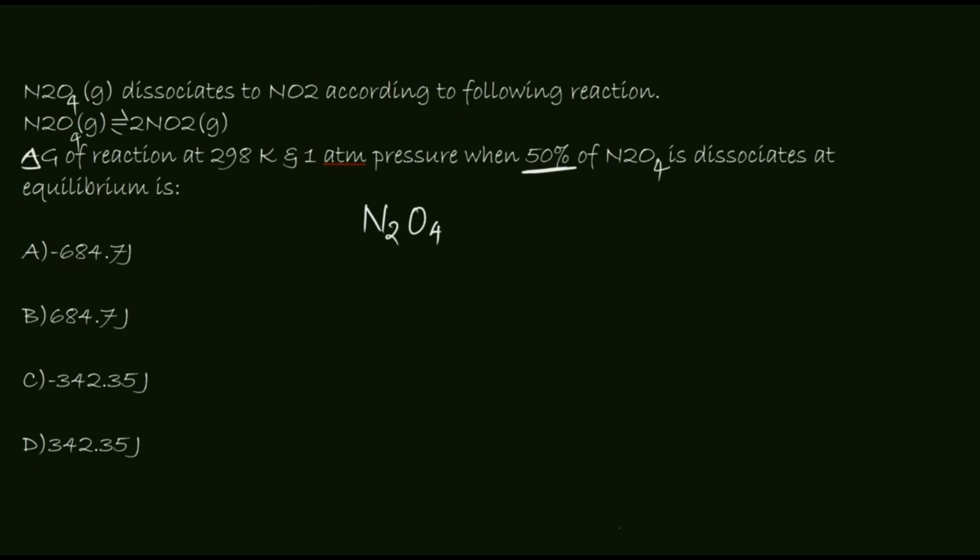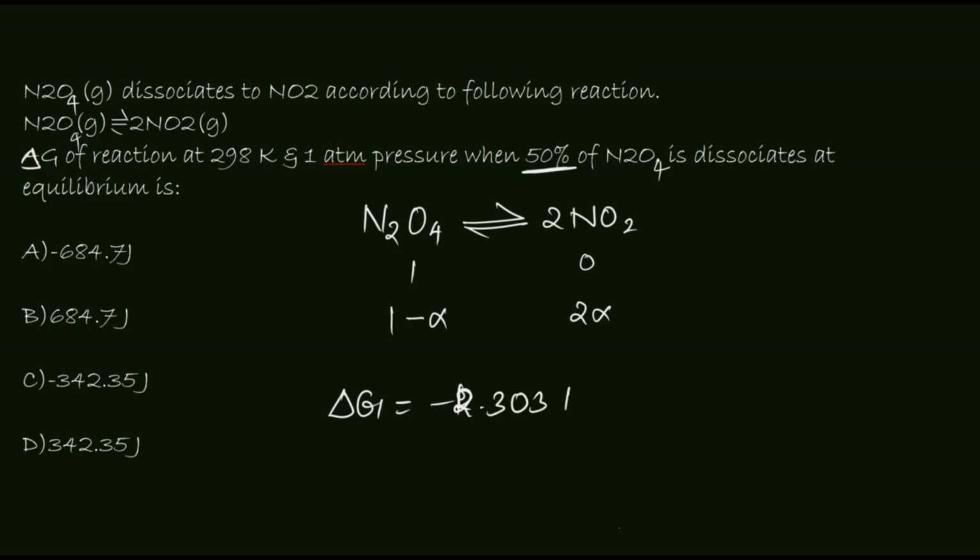So N2O4 is giving 2NO2. Initially it was 1 mole and 0, and then the product becomes 2 alpha, and here it becomes 1 minus alpha. So for delta G, what is the formula? Delta G equals minus RT ln Kp, that is minus 2.303 RT log Kp. Correct. So for that we have to find Kp.